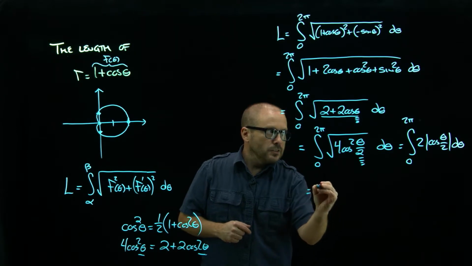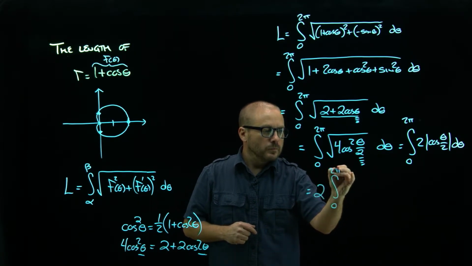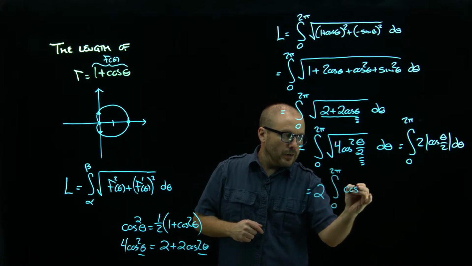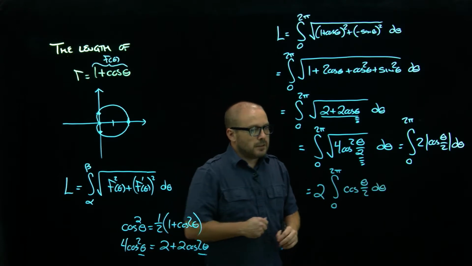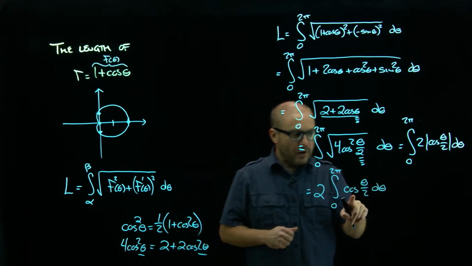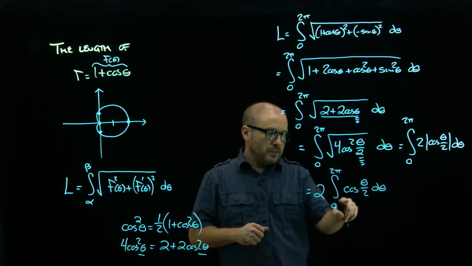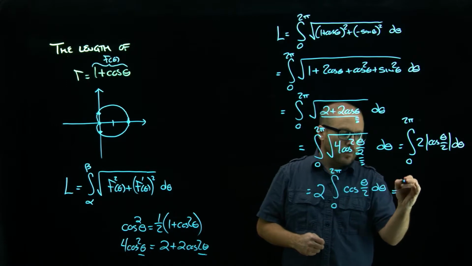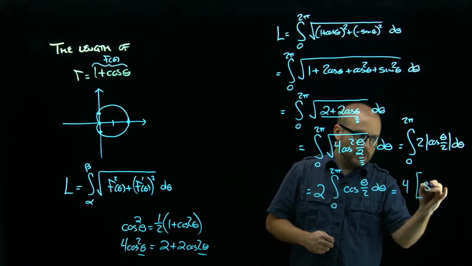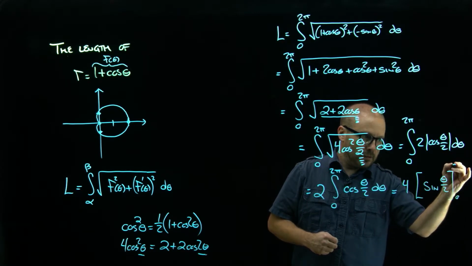So I'll take the 2 out. And we're just integrating cosine of theta over 2 from 0 to 2 pi. When we integrate, we'll have to divide by a half, because of the 1/2 on theta there. Dividing by a half is like multiplying by 2. So this is going to be 4 times sine of theta over 2 from 0 to 2 pi.